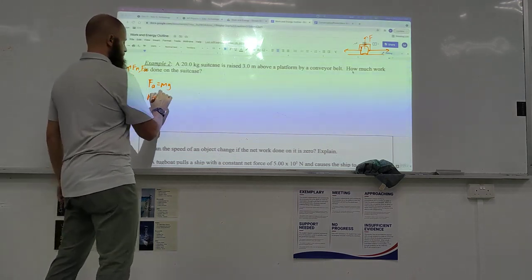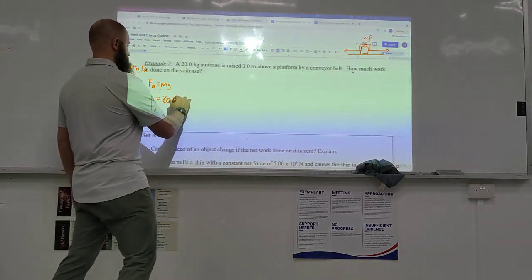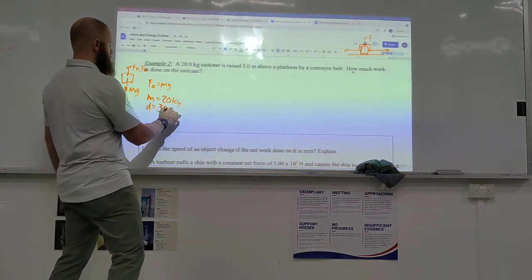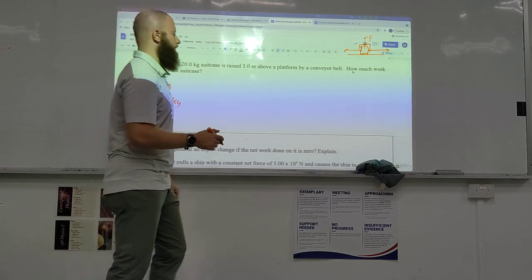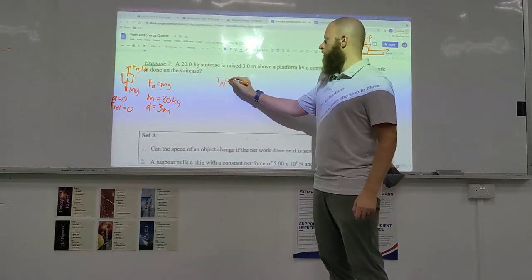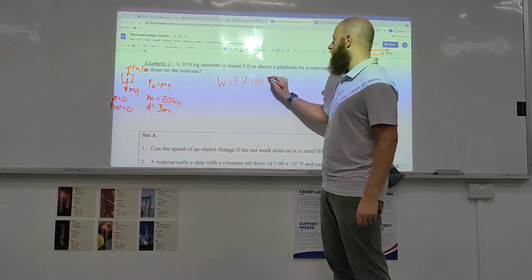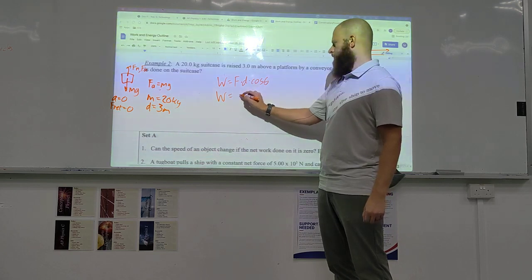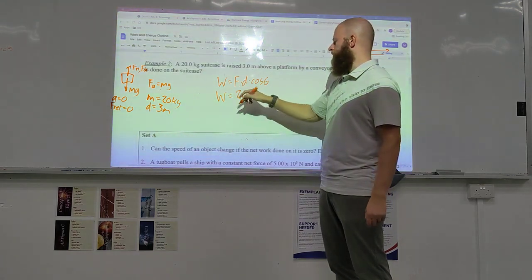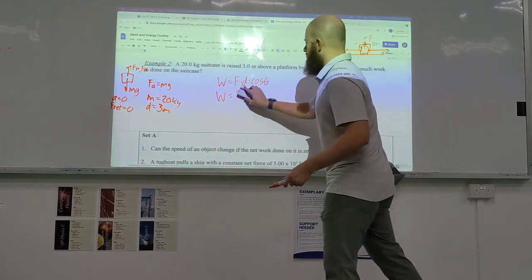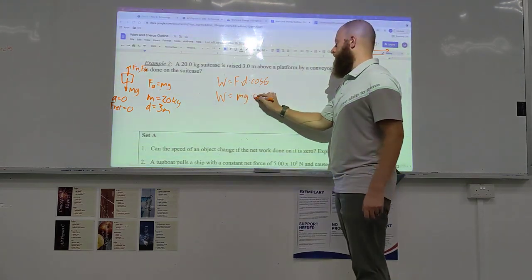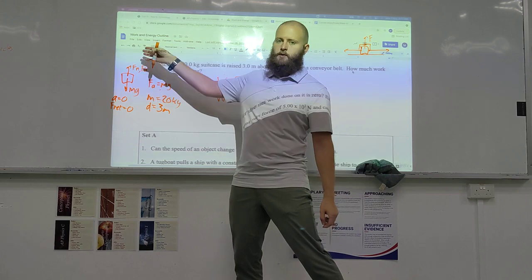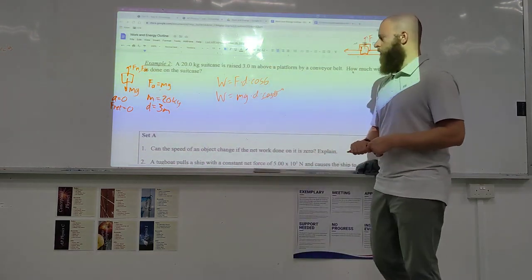Okay, so let's go ahead and define our variables. What is m? M is 20. Okay, what is d? D is 3 meters. Okay, so our work is equal to F times D times cosine theta. So the work is equal to 20 times 10, so that's my mg here. I'll actually write that out. Mg d cosine theta. So this part I don't need, because I'm only looking at the part that's in the y direction.